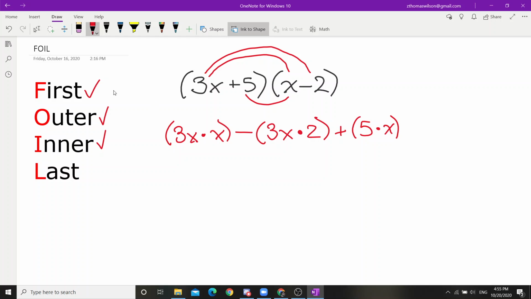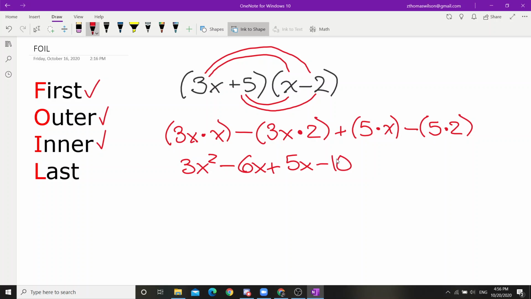And then we have last. Now last, just like first, refers to the last numbers in each group. So if we make another bridge, that's 5 and negative 2. So I do minus, once again, because of that negative right there, and then you do 5 times 2. And so if we simplify all this, you get 3x squared minus 6x plus 5x minus 10.